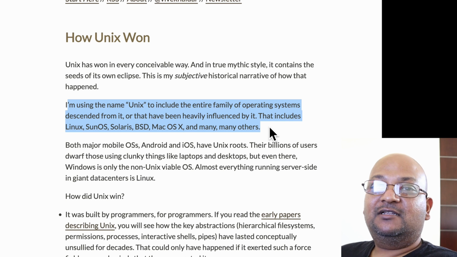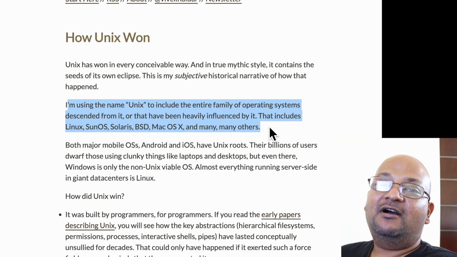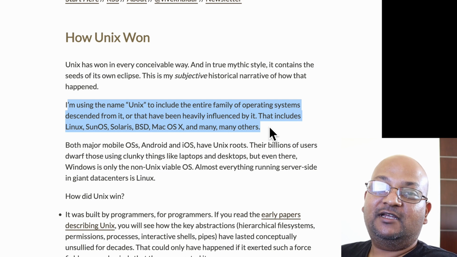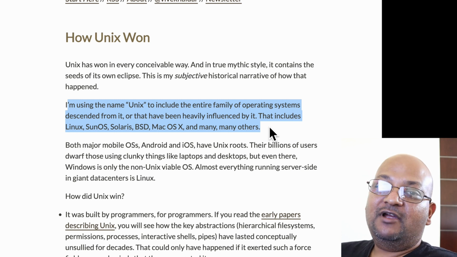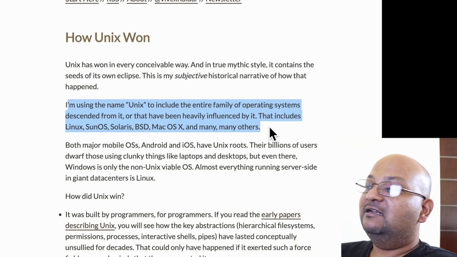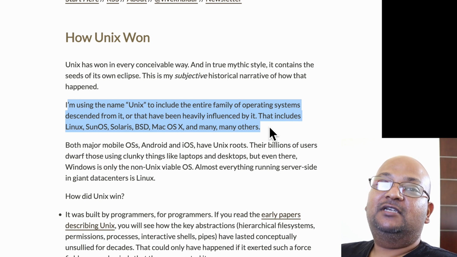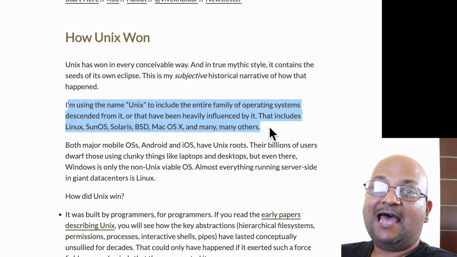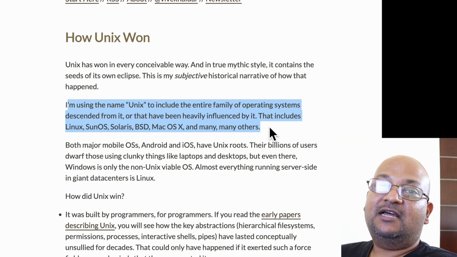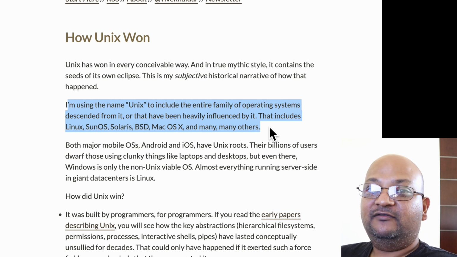In this treatment, I'm using the word Unix very loosely. I'm using it to cover basically the entire Unix family tree, and that has many Unix-like operating systems. It obviously has Linux, it contains Android, it contains Mac OS X, which was based on the Darwin kernel. It contains things like Solaris and Sun OS and the BSD distribution. So the original Unix operating system that came out of AT&T Labs spawned quite a wide family tree of operating systems that either descended from it or were heavily influenced by it.